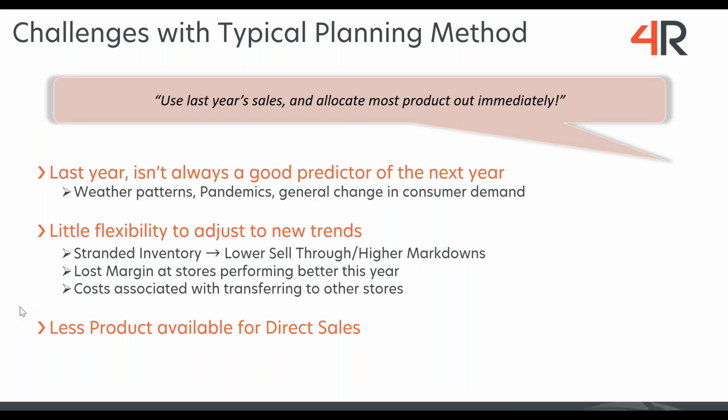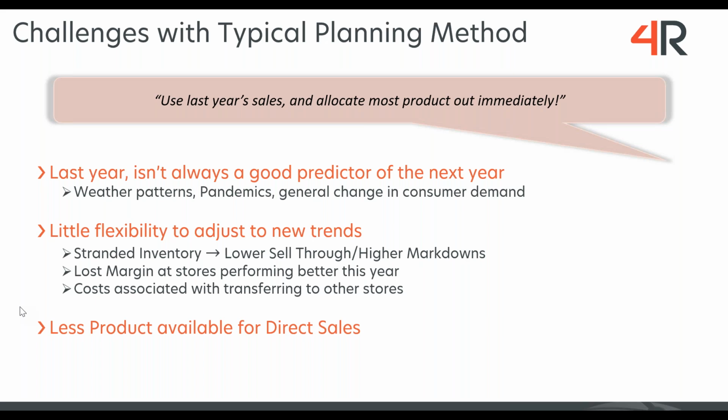loss margin. Or said a different way, too much product is sitting at the previously top performing stores, creating lower sell-through and stranded inventory. Perhaps the product can be transferred to other stores, but there are costs associated with the shipping and handling. This can also leave less product available for e-commerce and would lead to lost sales in the case consumer preference shifts to online buying.